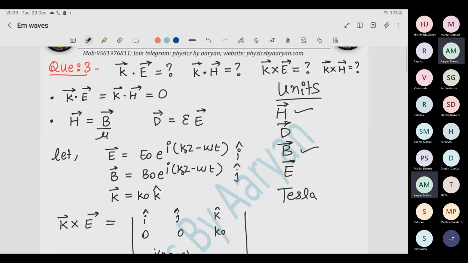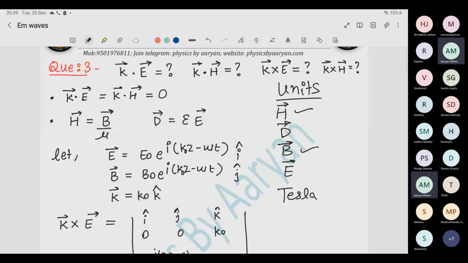Okay. Number two question, which you should know. Sir, I think Weber is the unit of B and Tesla is the unit of H. Yeah, you are right, but I will not give the answer.